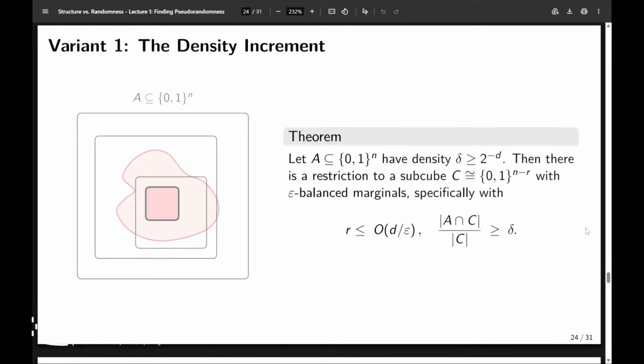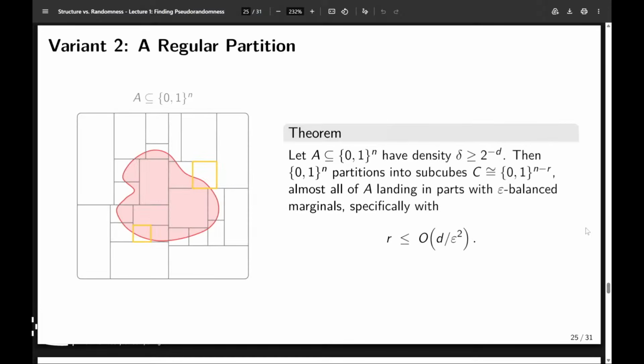Furthermore, just by the structure of this density increment argument, at no point does the density decrease. So you get it with this extra promise as well. Okay, so that's some very basic construction where you just try to find one good part of your given set A. Now we'll look at what if you wanted some decomposition, some partition of your given set into some structured parts.